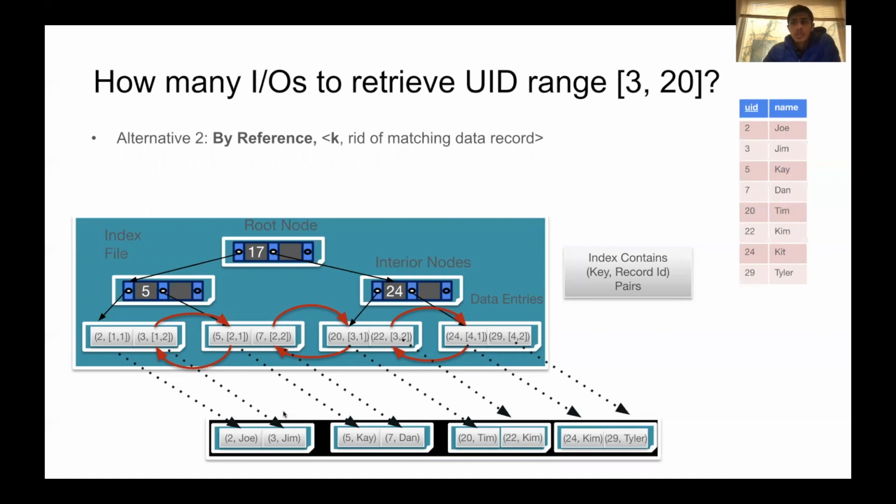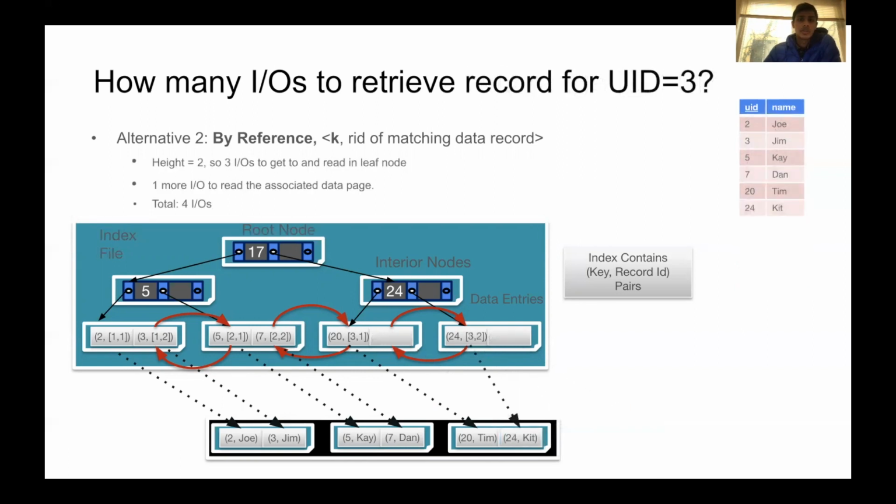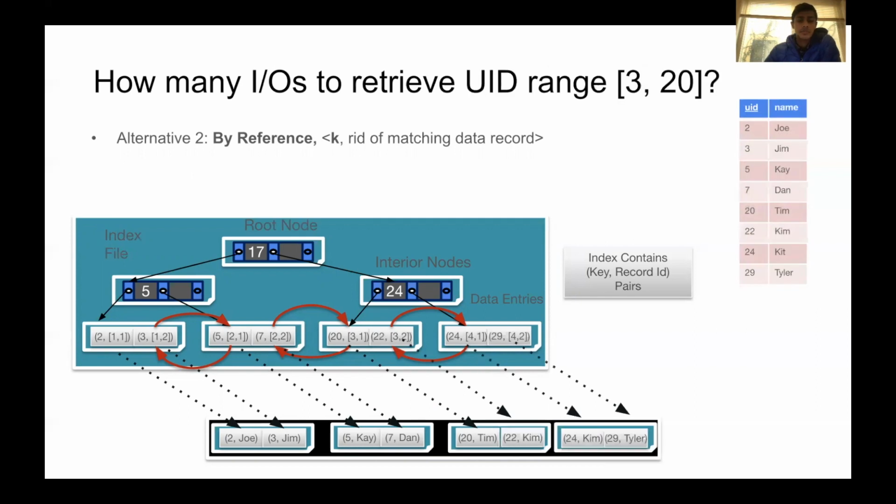Okay, now let's try to tackle ranges. Let's talk about how many IOs you would need to retrieve a UID range, for example, 3 to 20. In this case, what would we do? Let's go through it. Let's find the beginning of a range. 3. Go left. So we're at this node now. We've touched 3 nodes so far. We've had 3 IOs.